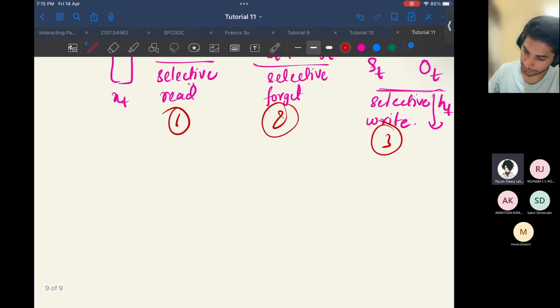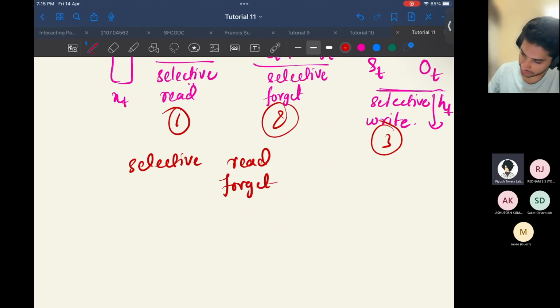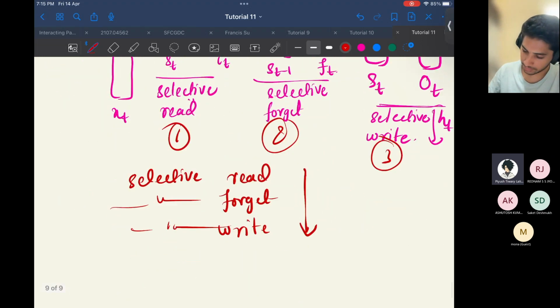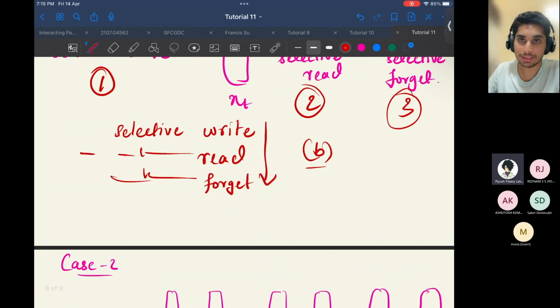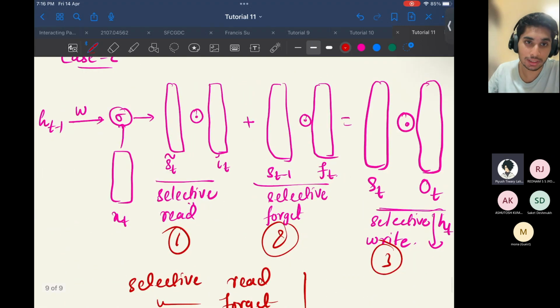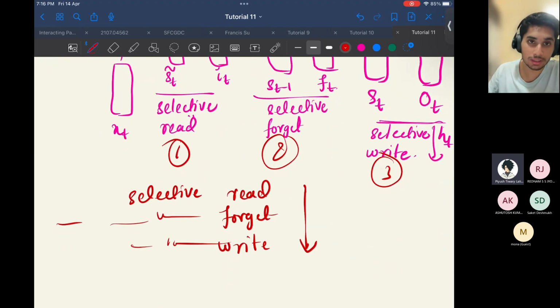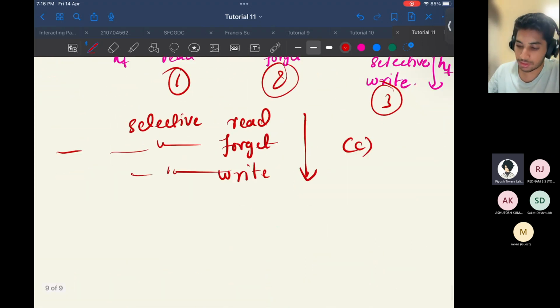So the sequence is selective read, then selective forget, and then selective write. This is the sequence from this perspective. So this sequence corresponds to the option read, forget, and write. This is option C. Yeah, so this corresponds to your C option.